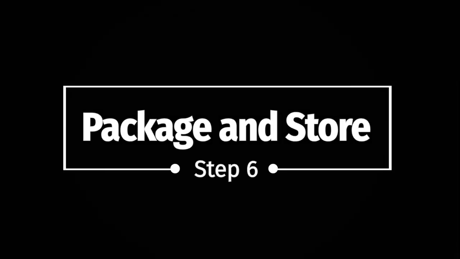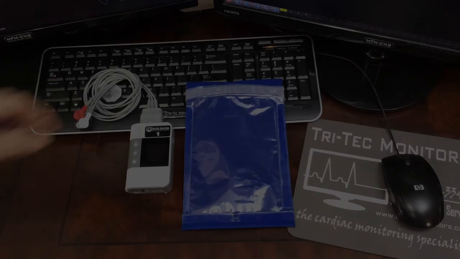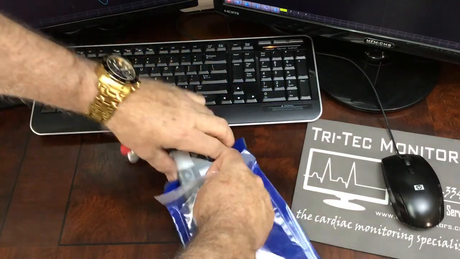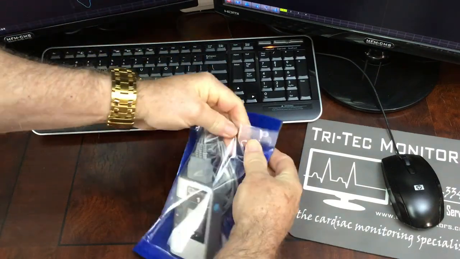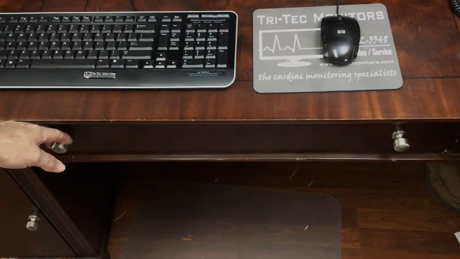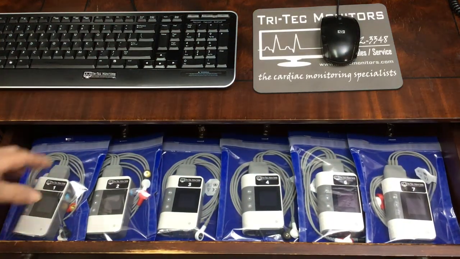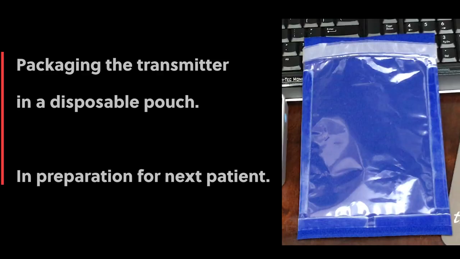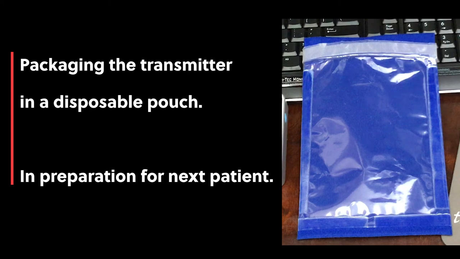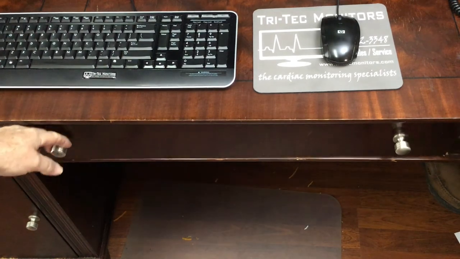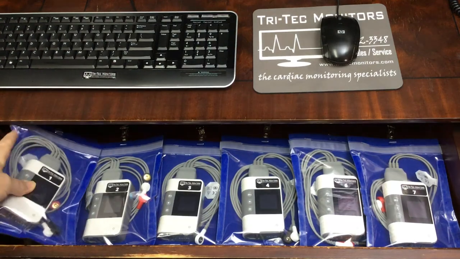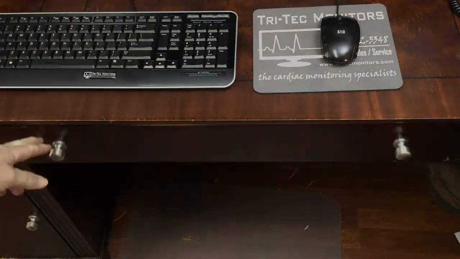Step 6. Package and store the transmitter. It is a good idea to bag up the transmitter to keep its cables from getting tangled up. This is especially important if you store your transmitters in a desk drawer or cabinet. We suggest packaging the transmitter in a disposable pouch like this one. Pre-packaging in this way will prepare the transmitter for the next patient it is used on. Now, store the transmitter, or return it to an individual or department responsible for your transmitter inventory.